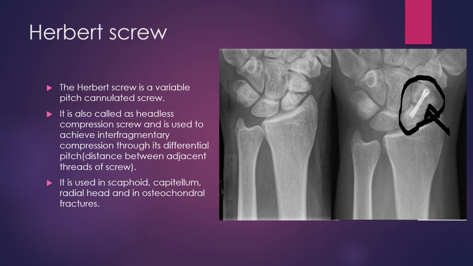Pitch is known as distance between adjacent threads of a screw. So the Herbert screw is a variable pitch cannulated screw. It is also called a headless compression screw and is used to achieve interfragmentary compression through its differential pitch. Herbert screw can also be used in scaphoid, capitulum, and radial head, or any osteochondral fractures.